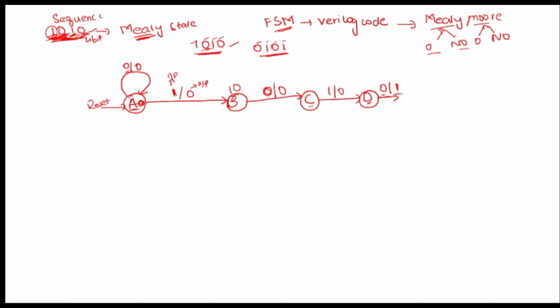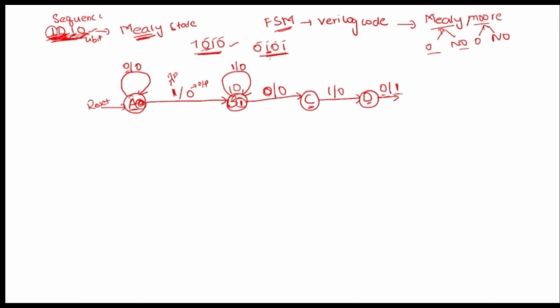But if A receives 1, then what happens? If B receives 1, then it will be staying in that particular state. Okay, that means if it is 1 by 0, then it will be staying in that particular case itself. Now if you see here, if A value is 0 and B is 1, then it will be staying in that particular place.